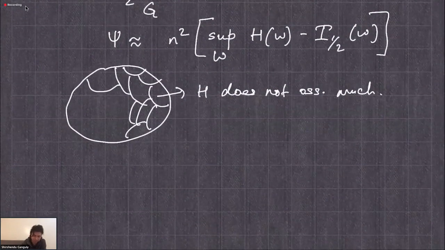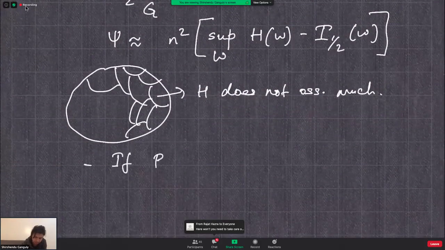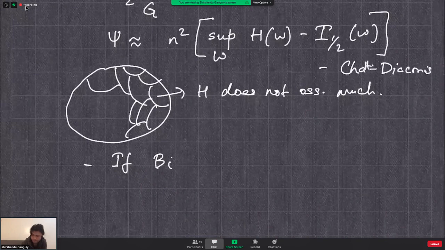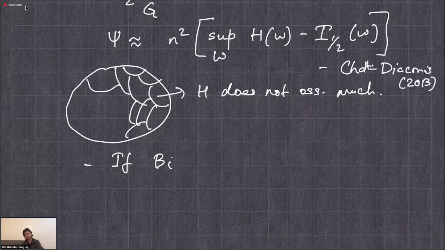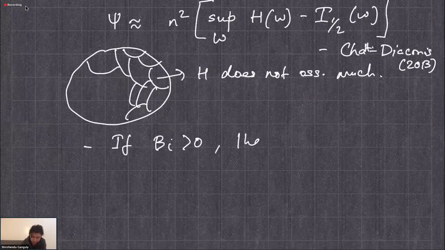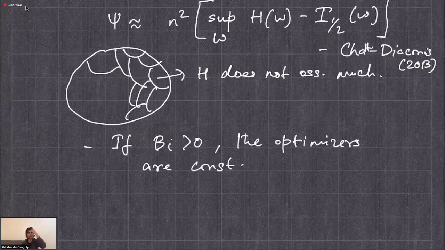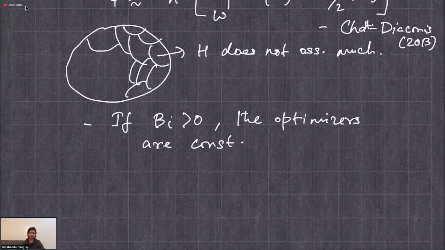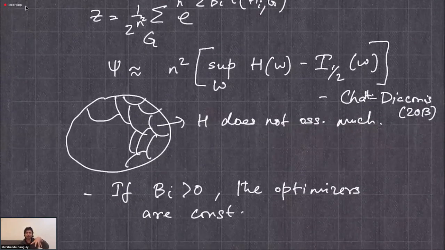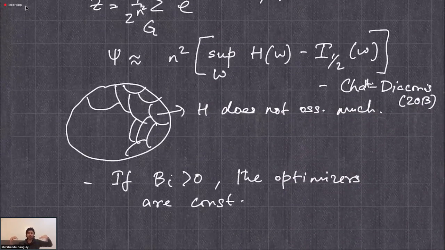But one thing that happens is that if the beta i's are all positive, this is proven by Chatterjee and Diaconis in 2013, relying on this previous work of Chatterjee and Varadhan. In the same paper, it was proven that if the beta i's are all positive, then nothing very interesting happens. The optimizers in the above problem are constants. So it turns out that an exponential random graph, if all the beta i's are positive, actually looks like maybe a mixture of Erdős–Rényi graphs.